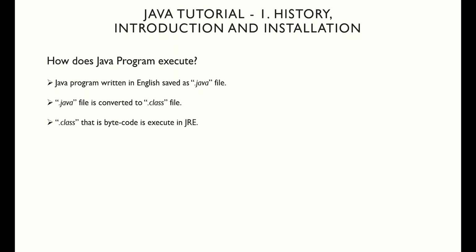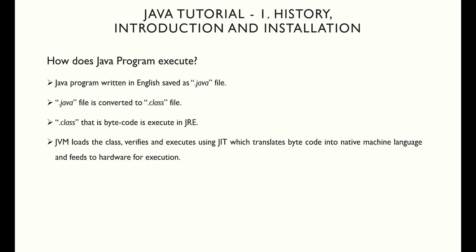Now JVM loads the class, verifies access to memory, and executes through just-in-time compiler and interpreter, which are responsible for converting bytecode into native language. Finally, the machine instruction will be fed to the hardware for execution. This is how a Java program runs. That will be all for the elaborated intro to Java.